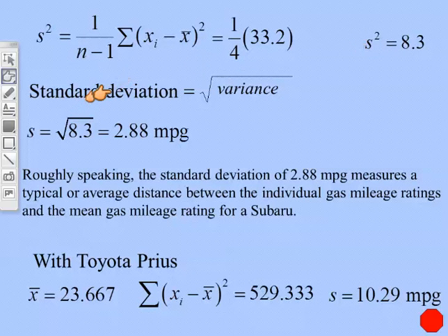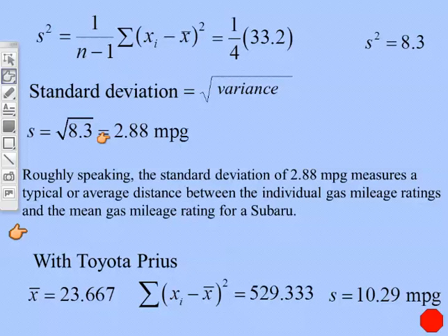And standard deviation is the square root of the variance. So what I'm going to do is take the square root of that, and I'm going to get 2.88. Now, we're all talking about miles per gallon here. So roughly speaking, the standard deviation of 2.88 miles per gallon measures a typical or average distance between the individual gas mileage ratings and the mean gas mileage rating for a Subaru, meaning that typically the cars have that 2.88 miles per gallon difference from the mean. That's important to know. That is a good measure of variance.